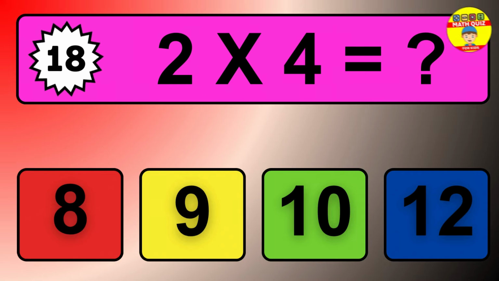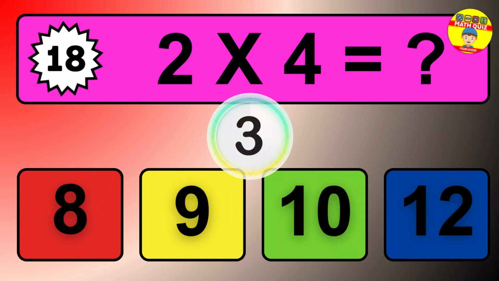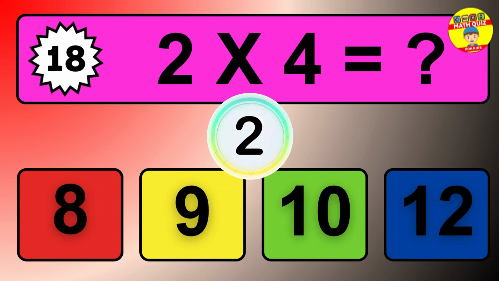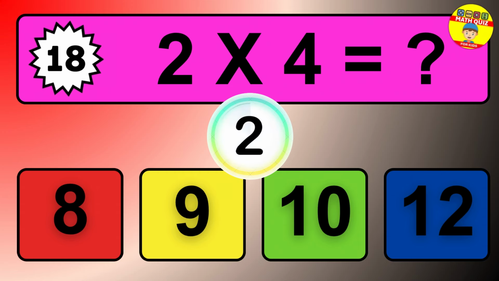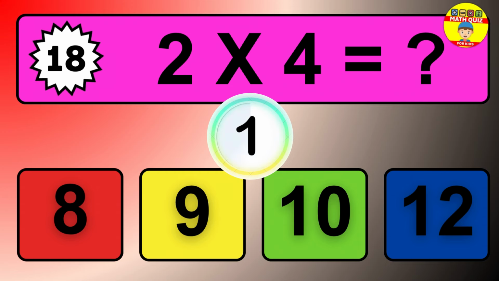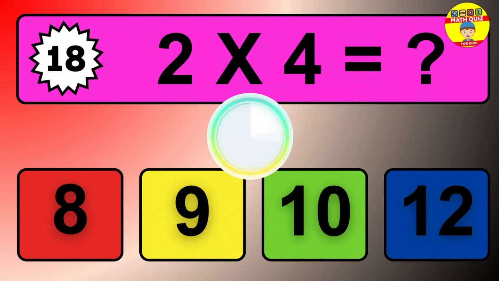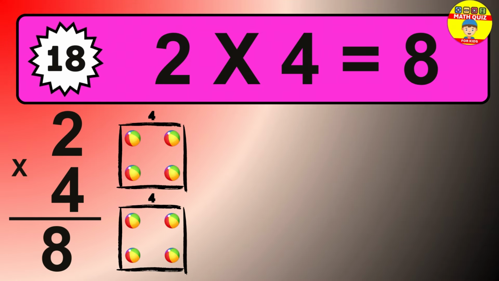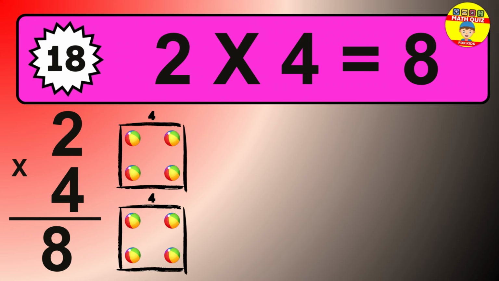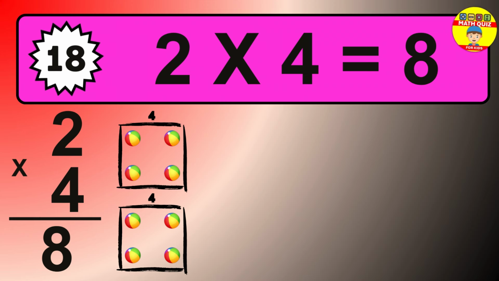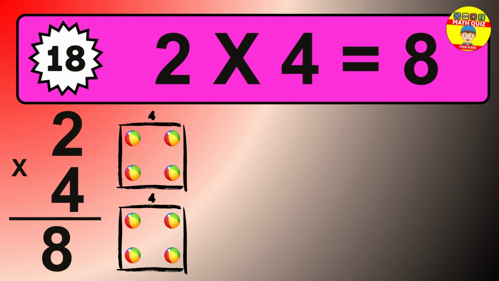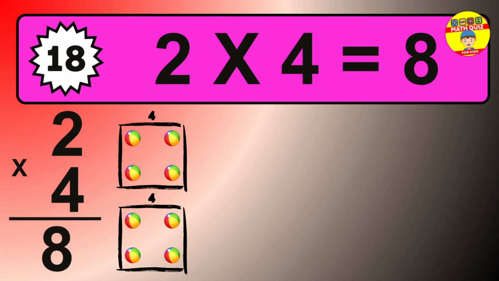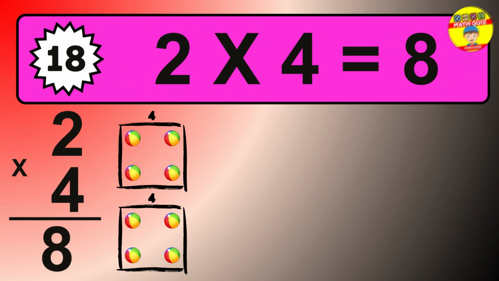Question 18. 2 times 4 equals what? So the answer is 2 times 4 is 8. To calculate, we have 2 groups with 4 balls each one. So how many balls do we have? 8 balls.